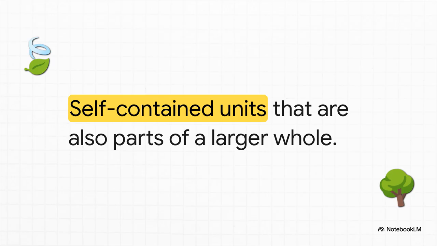A leaf, a tree, a forest, they all function perfectly on their own as independent units, while simultaneously acting as crucial interconnected pieces of a much larger structure. That is the true architecture of nested systems. But this doesn't just apply to biology and nature.